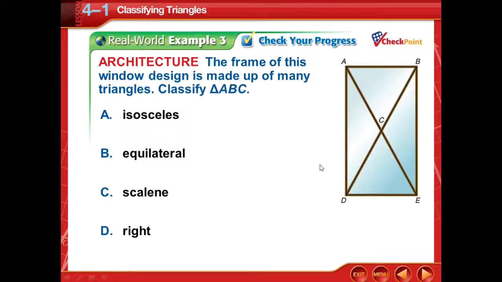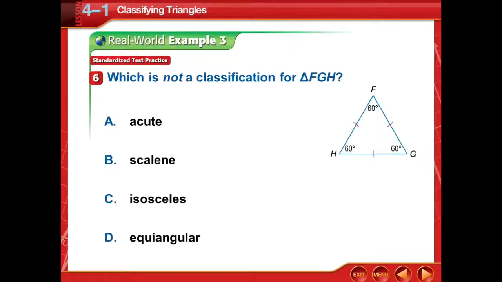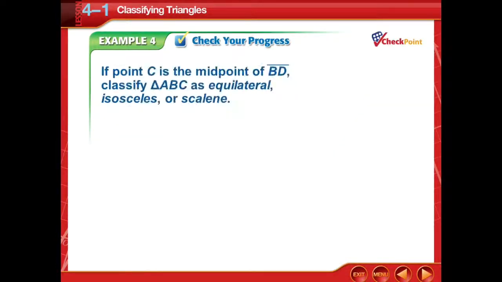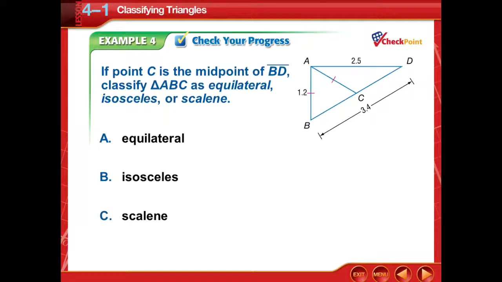Here is an example to name the types of triangles by their sides. It says the frame of this window design is made up of many triangles. Classify triangle ABC. So triangle ABC is right here. It appears as though AC is congruent to CB, and therefore it will be isosceles. Here's an example for you to try. Here is another example.